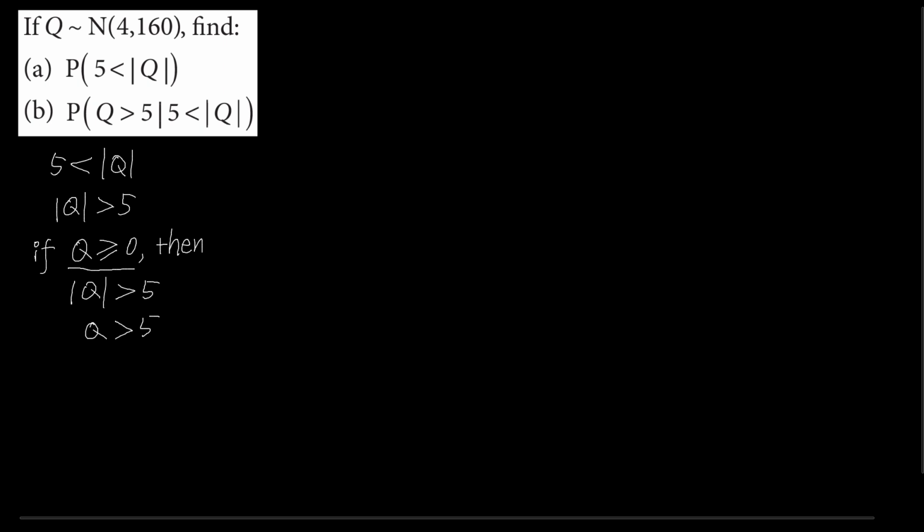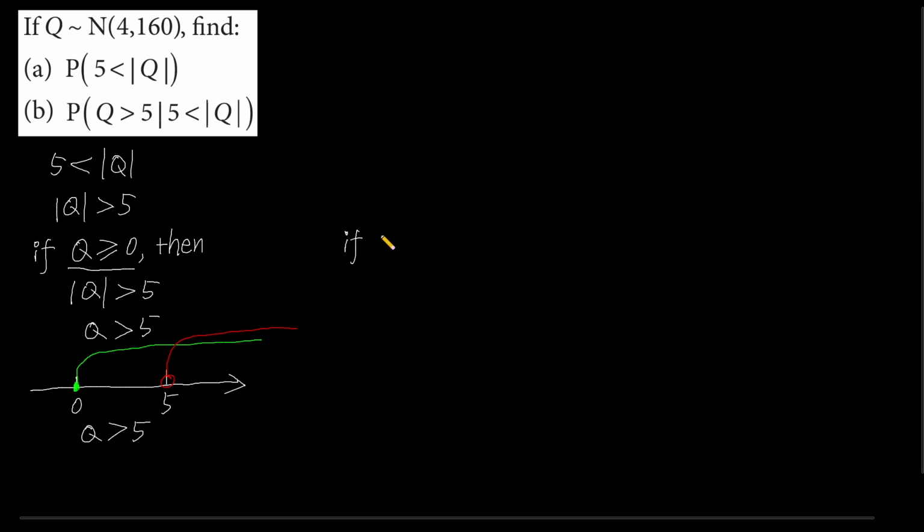So we need to find the overlap of Q more than or equal to 0 and Q more than 5. So we do this on the number line. This is the number line. Here is 0. Here is 5. For Q more than or equal to 0, it's this region. For Q more than 5, it's this region. So the overlap of them is Q more than 5.